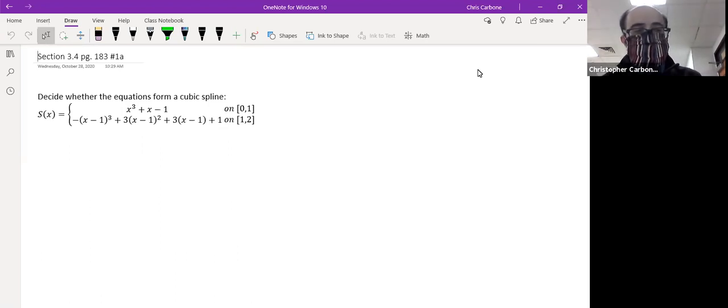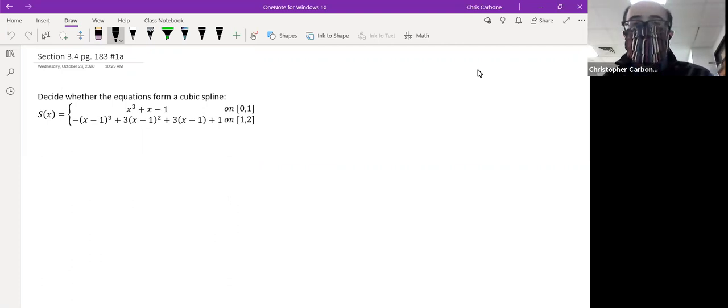I'm going to do from page 183, question number 1A, from section 3.4. This is to decide whether the equations form a cubic spline. We have s of x is equal to x cubed plus x minus 1, on the closed interval 0 to 1. And then negative (x minus 1) cubed plus 3 times (x minus 1) squared plus 3 times (x minus 1) plus 1, and again, the closed interval 1 to 2.